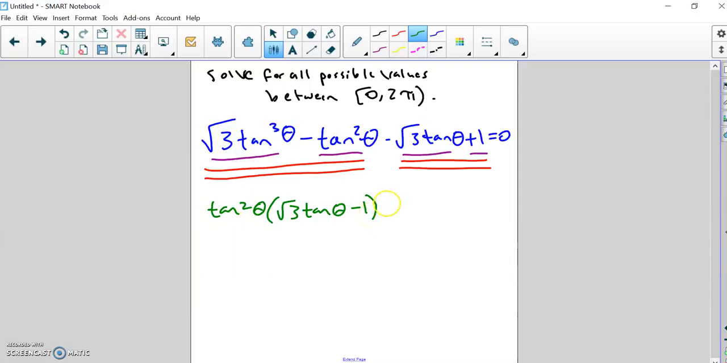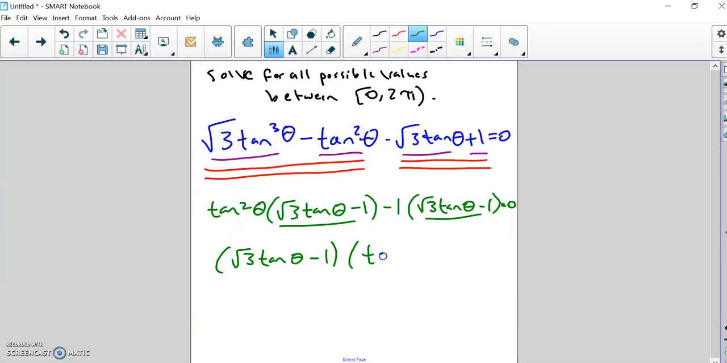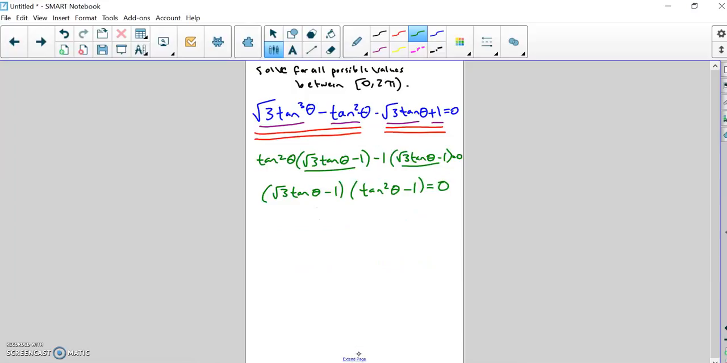And then for the last 2 terms, all I can do is take out a negative 1. So I'm going to flip the signs on everything. So I'll have root 3 tangent of theta minus 1. All of that is equal to 0. Okay. I have the same thing in both sets of parentheses. Even though it looks weird, it's the same thing. So I'll have root 3 tangent of theta minus 1 times tangent squared of theta minus 1 is all equal to 0. Okay, and we're getting to the end of our algebra part here.